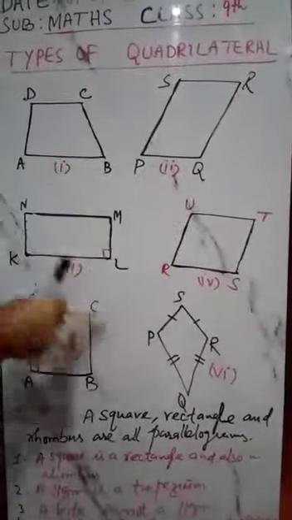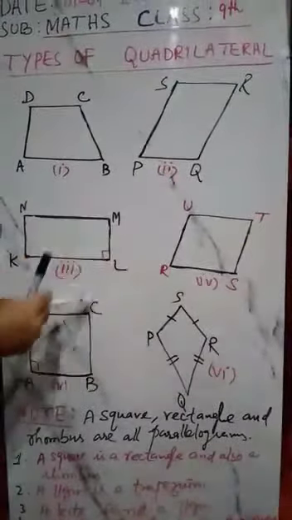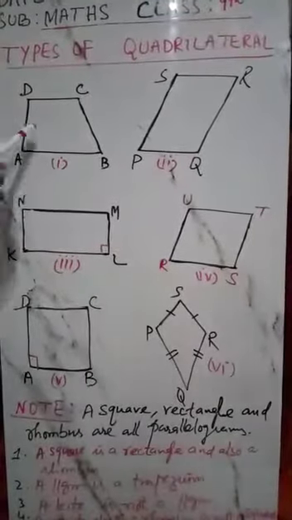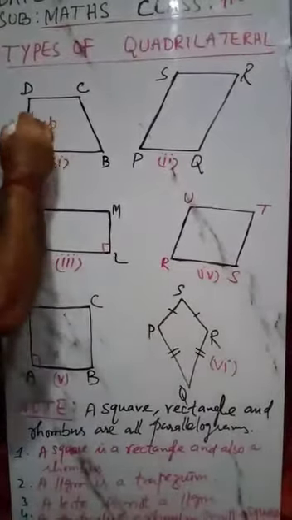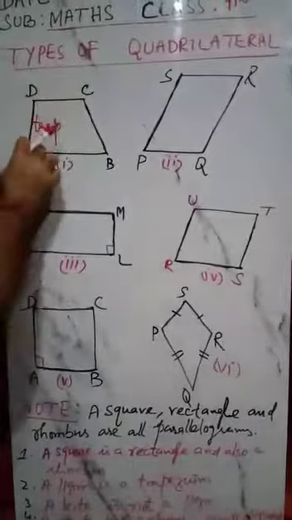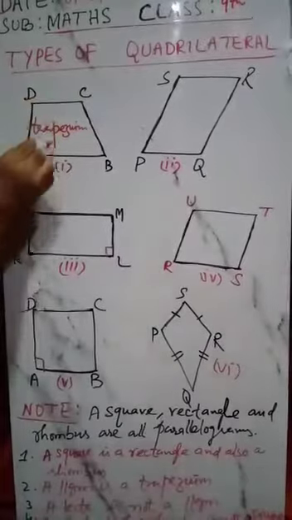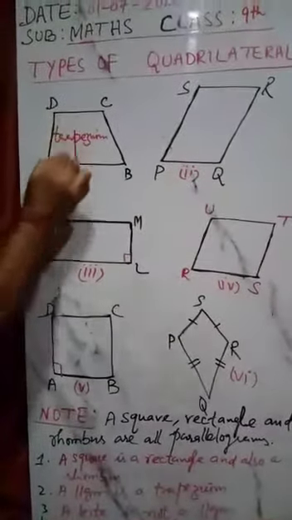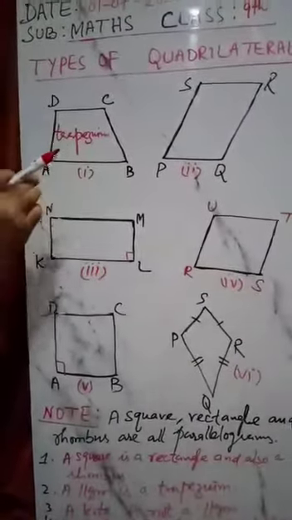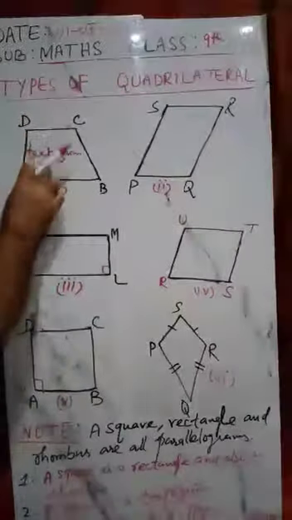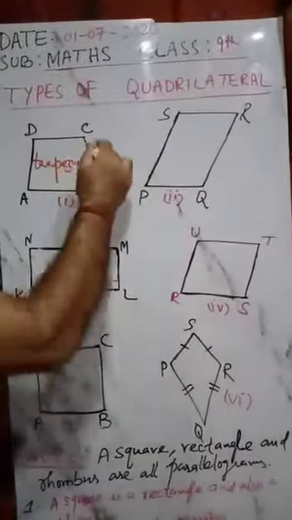These are some figures I have made. So here look at these 6 figures: 1, 2, 3, 4, 5, 6. The first one is a trapezium. Why is it a trapezium? It is a quadrilateral because it is a 4-sided closed figure. Why is it a trapezium? Because only one pair of opposite sides is parallel and the other pair is not parallel. So a quadrilateral whose only one opposite pair is parallel is called a trapezium. So figure number 1 is a trapezium.